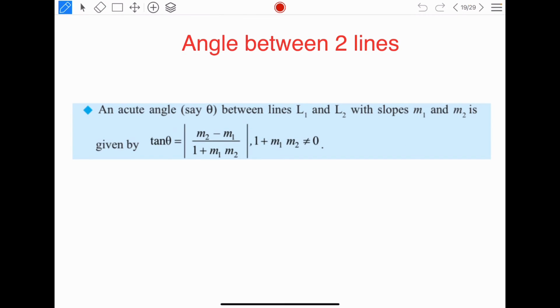Alright. Next topic. The next topic is angle between two lines. Suppose I have been given two lines, any two lines, does not matter how. Let's again do our same thing. Let's plot the coordinate system.